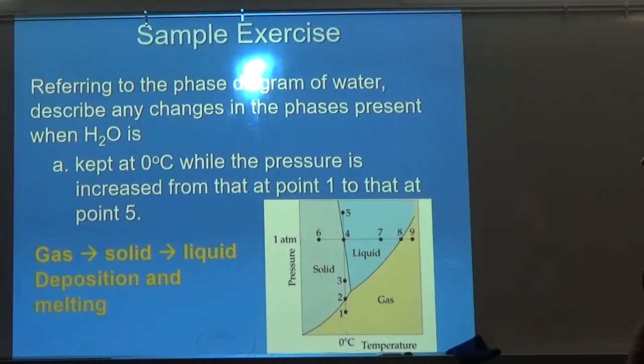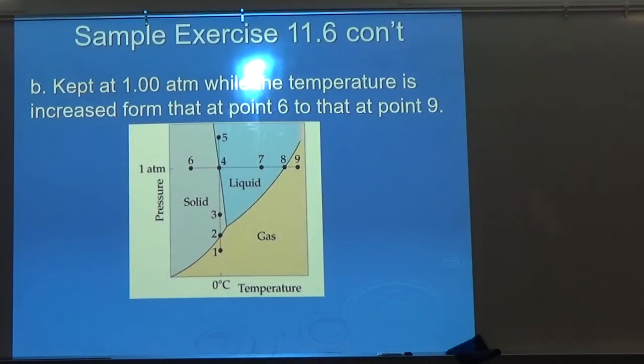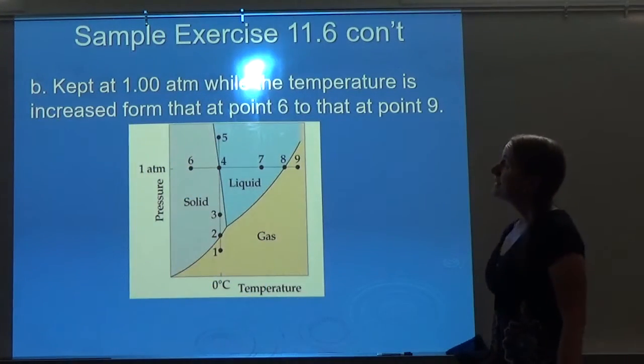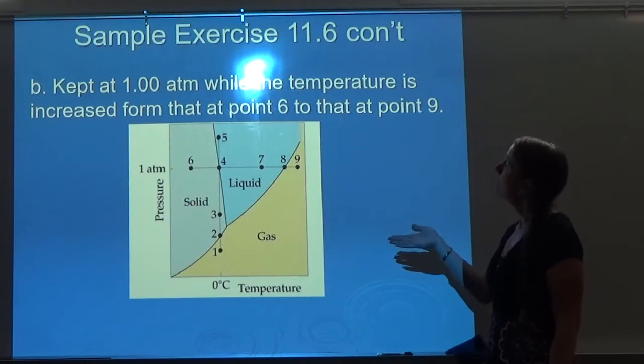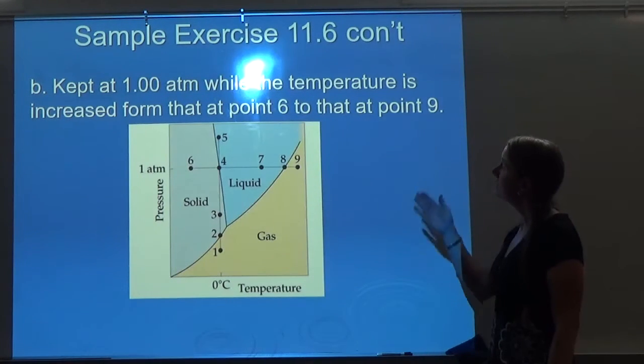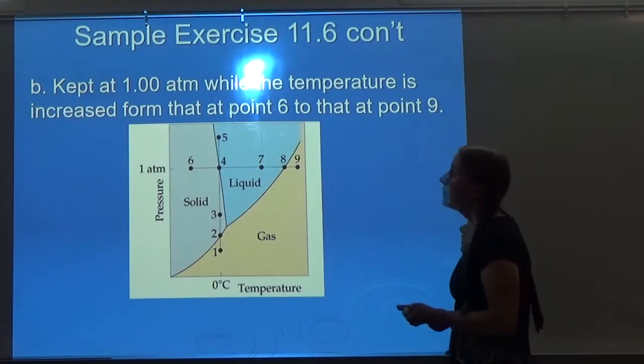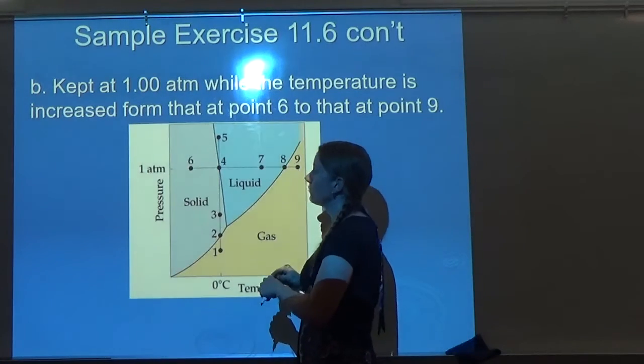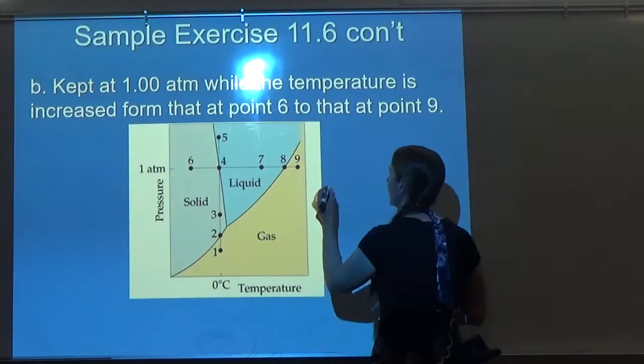So we have gas to solid to liquid, and that's called deposition and melting. So part B, it says if it's kept at 1 atm while the temperature is increased from 6 to 9. Okay, so now we're looking across. So first I'm just going to write my states of matter. So I'm starting with the solid at 6.